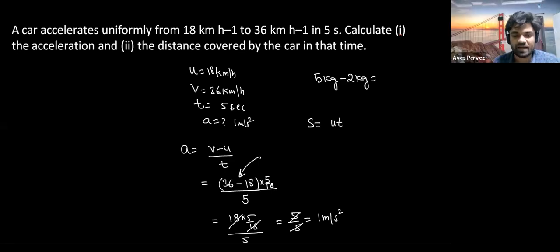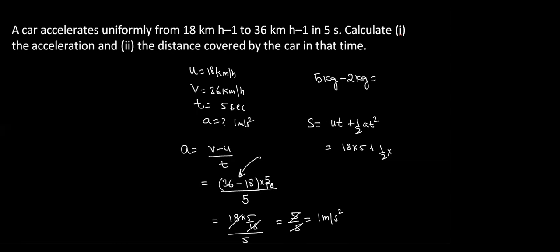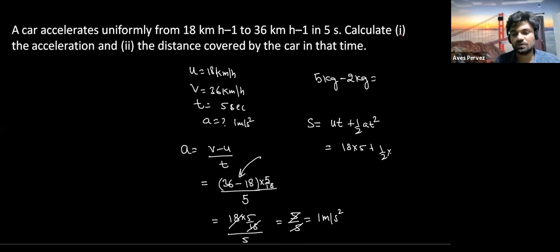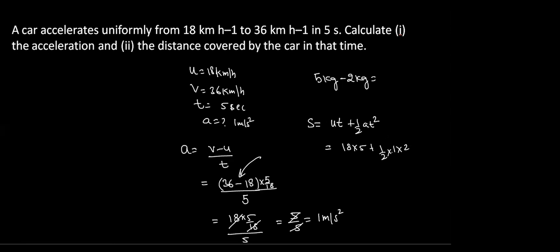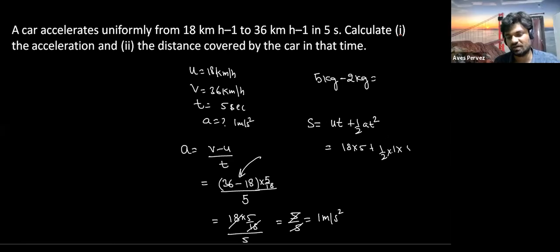You can calculate it by using any one. Okay, so S is equal to UT plus half AT square. So S is equal to UT. U is initial, 18, into time, 5, plus half. We can also calculate this by using the third equation also. Time is being given to you, that is 5 into 5, that will be 25. So this will be 90 plus half into 25.